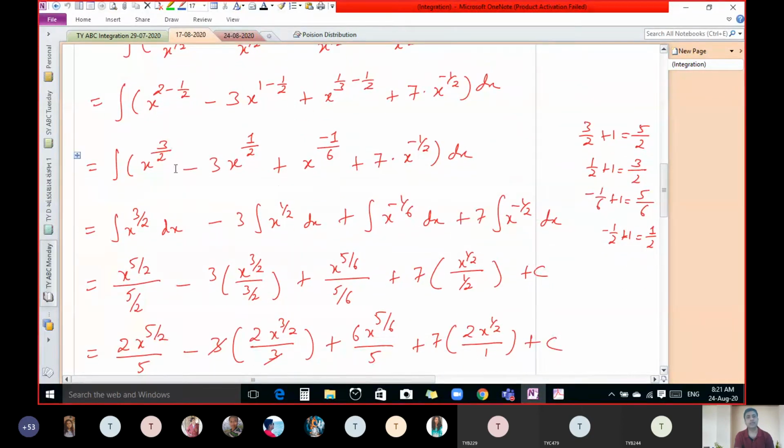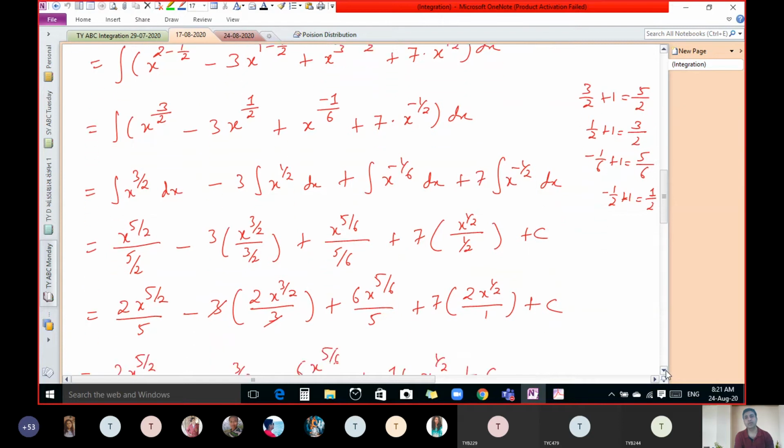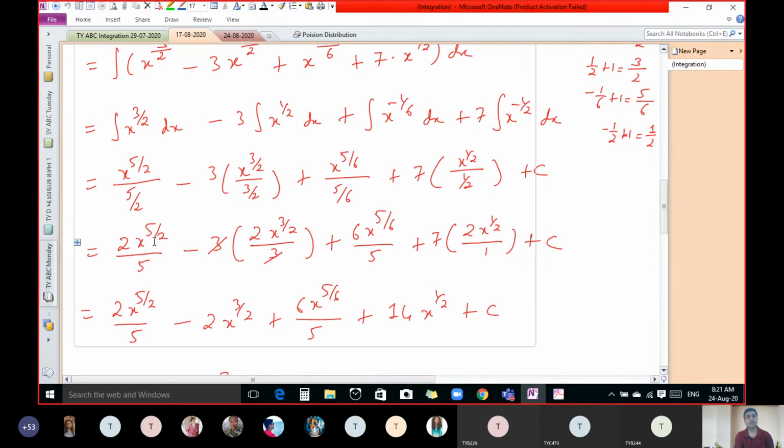And now take separate integration. So integration of x raised to 3 by 2, minus 3 is a constant, integration of x raised to 1 by 2, plus integration of x raised to minus 1 by 6, plus 7 into integration of x raised to minus 1 by 2. And now integration of x raised to 3 by 2, add 1 in that. So 3 by 2 plus 1 is 5 by 2, so x raised to 5 by 2 upon 5 by 2. Keeping this 3 as it is, add 1 to 1 by 2. So 1 by 2 plus 1 is 3 by 2, so x raised to 3 by 2 upon 3 by 2.